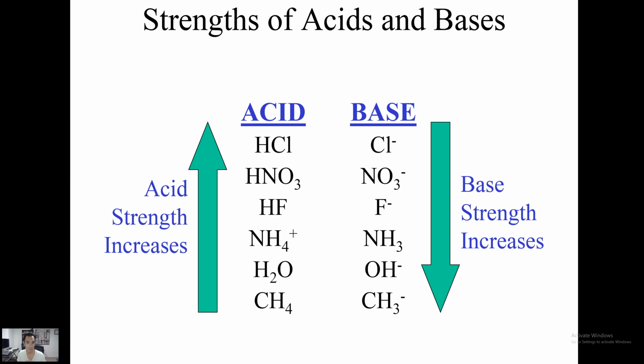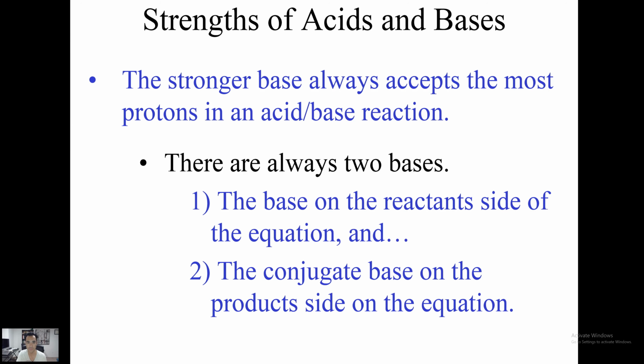Bases are going to be Cl- for the strength, so again the conjugate in terms of the weaker ones. Your CH3- is actually a very strong base. Hydroxide is very strong because we talked about water being a weak acid, but hydroxide is a very, very big one. NH3, F-, and so on. So again, they're inversely proportional. So all you have to do is know one of them, you can figure out the other one.